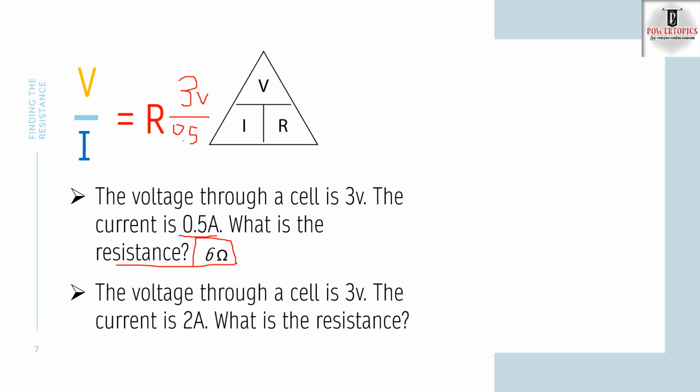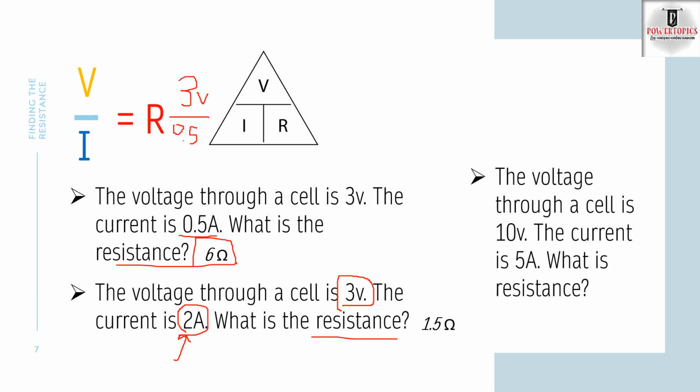In this example, the voltage through the cell stays the same, but now the current has increased. What do you think is the resistance? Will it decrease or will it increase? I think it will decrease because the current has increased, which means the flow of electrons has increased, so there is less resistance.